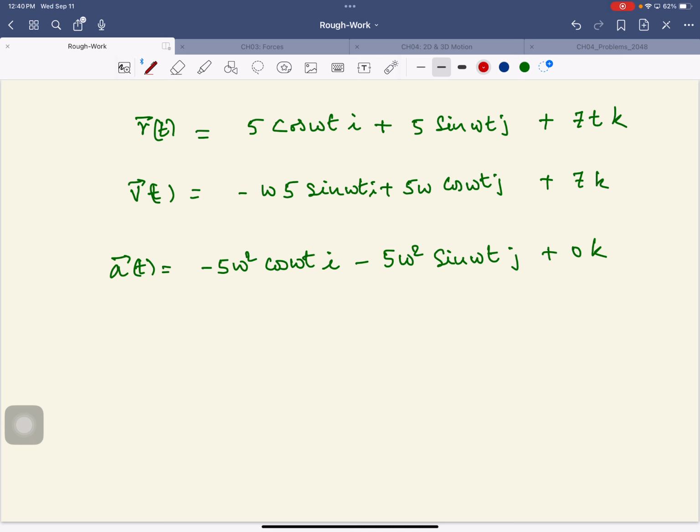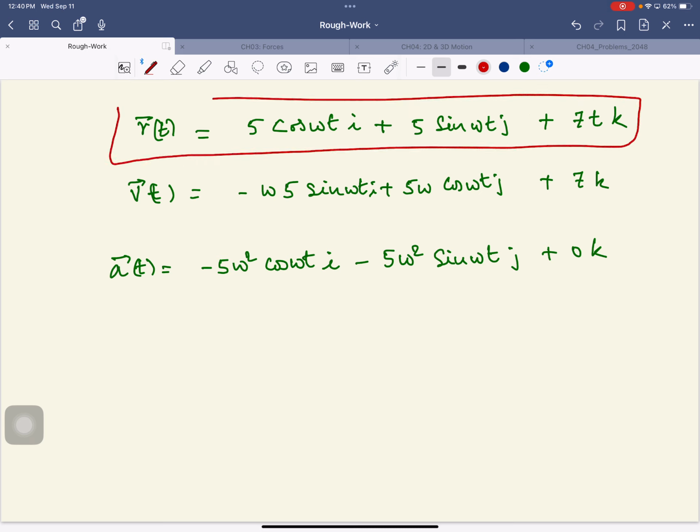So when we are asking for a motion, we are asking for these three functions. And once you have the position as a function of time, you can calculate the velocity and the acceleration. Do we understand that?